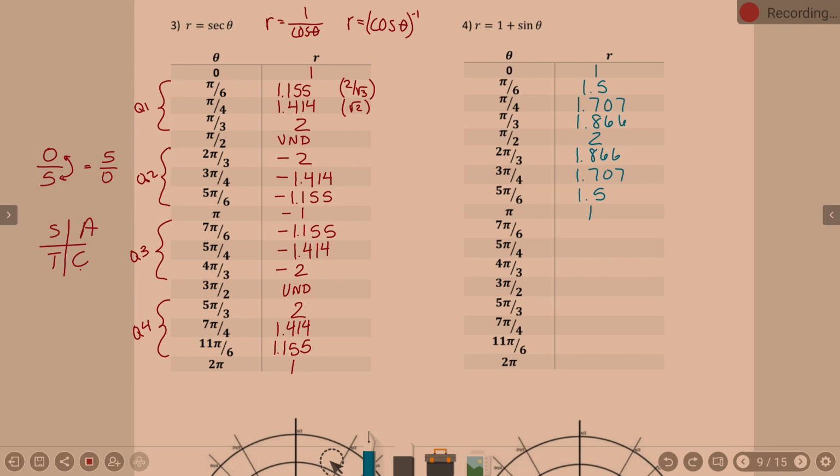Now, what happens in quadrant 3? They're negative. Sine is negative, and we're adding 1 to that negative value. Am I just repeating these values and tossing a negative on them? No. You can't, because it's an adding and subtracting situation. Are you seeing what I'm doing here?